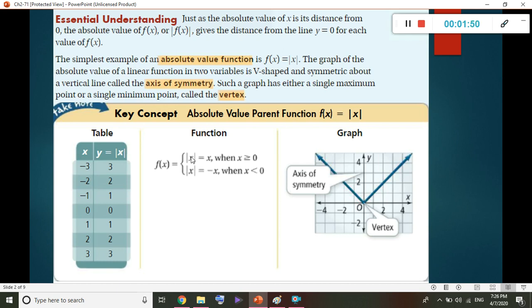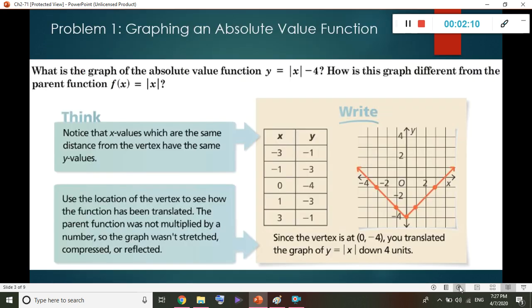The absolute value of x equals x when x is greater than 0, and it equals negative x when x is less than 0. So inside the absolute value it may be positive or negative x, but after we find it, the absolute value gives me a positive answer. All of us know this information.